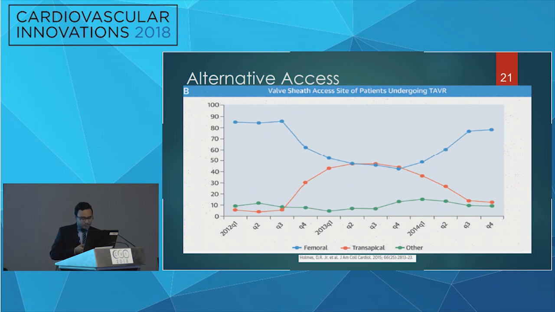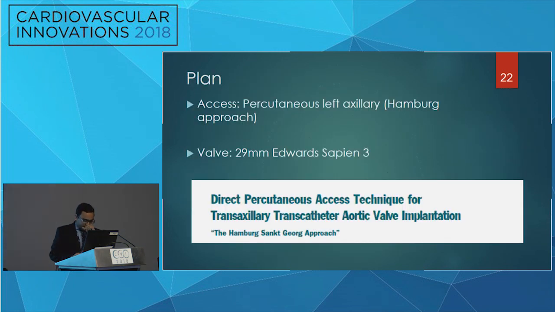So this is just a slide on using alternate access. I know we've been used to the femoral access, but other access really, from 2012 to 2014, you can see less than 10%. Transapical definitely went up after we started planning transapical TAVRs from the third quarter of 2012. So we chose percutaneous left axillary approach, and we chose the 29 millimeter Edwards Sapien valve for this.